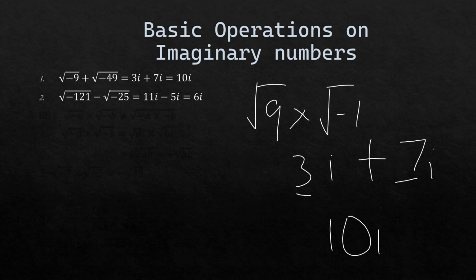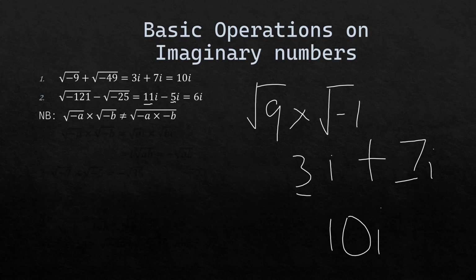Simple. That's the same for subtraction too. You do the same thing and subtract the numbers in front of i and attach i. Isn't it so simple? Now we should know something for the multiplication. We have the root of negative a multiplying the root of negative b. The answer you get is not the root of negative a times negative b.